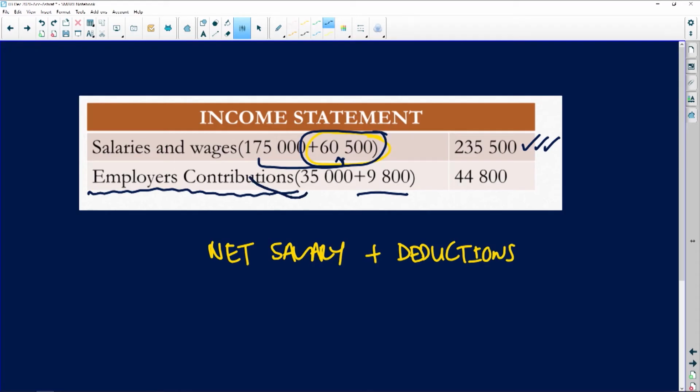So clearly you can see that the 35,000 would have been part of the 175,000, and when you're doing your adjustment here, you would add the 9,800 to your salaries and wages. In other words, the employer's contribution will form part and parcel of my salaries and wages. It becomes one figure. However, if it is kept separately, then you show it separately. It depends entirely on how the question is phrased in the exams.